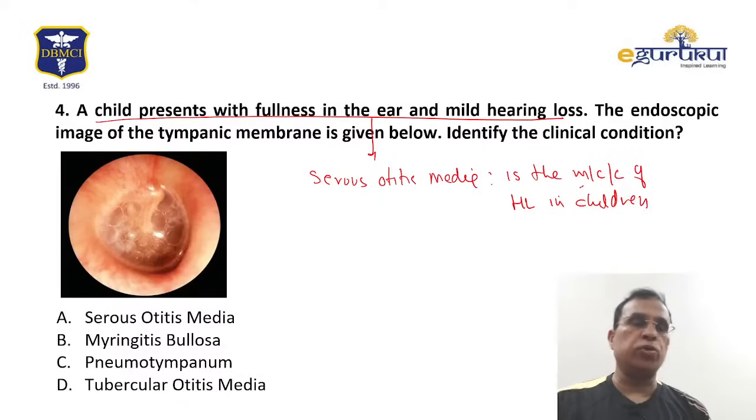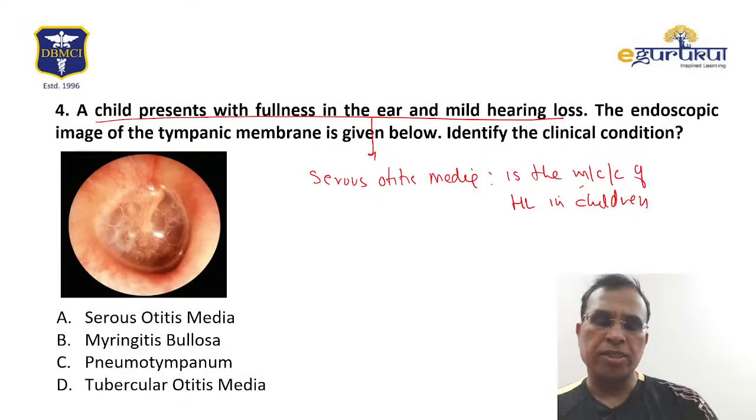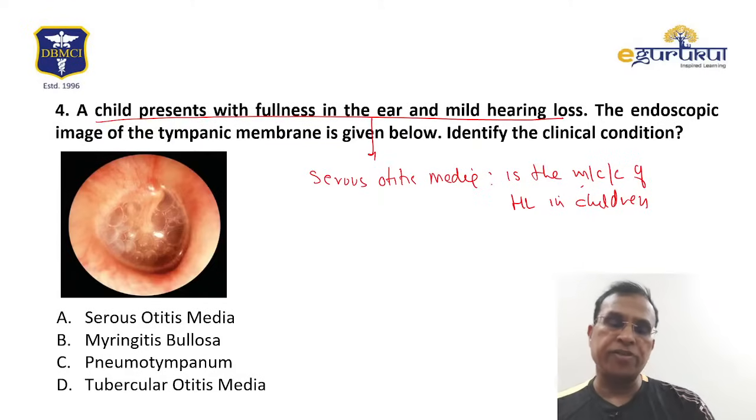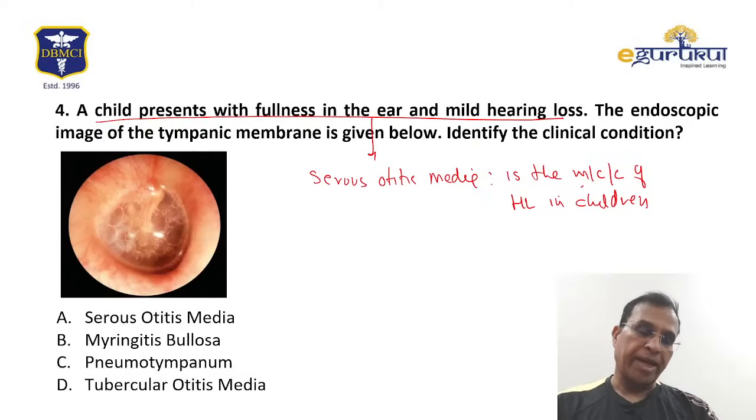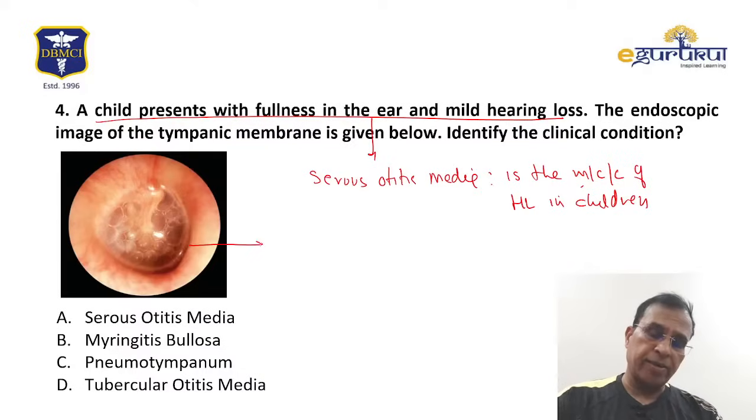This is another MCQ. They ask, what is the commonest cause of hearing loss in children? Serous otitis media. So if a child has hearing loss with fullness, serous otitis media is the first thing that comes to your mind. And moreover, the image shows you air bubbles in the middle ear.